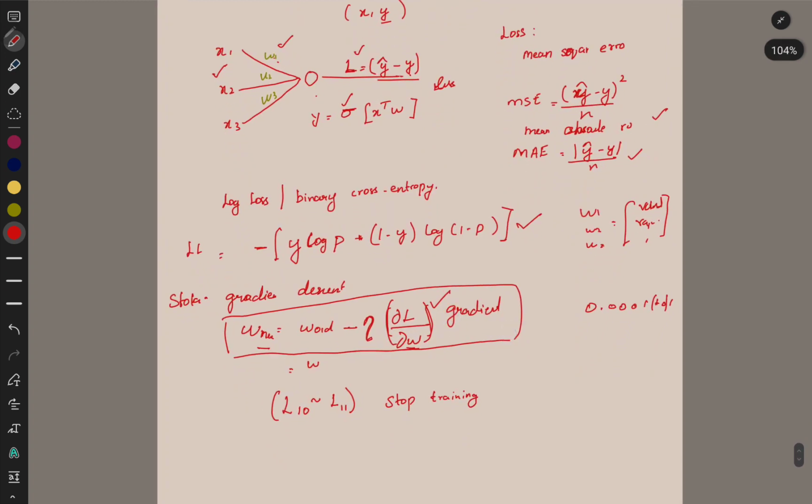We stop training when the error between the current iteration and the next iteration is small. If the error is less, we stop the training. At that time the weights will be fully optimized.